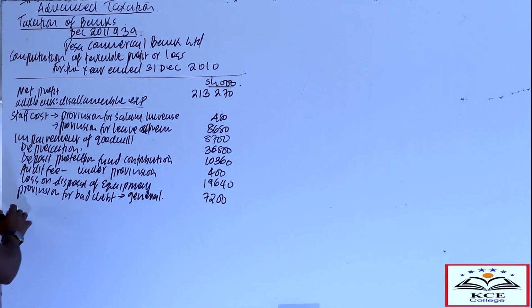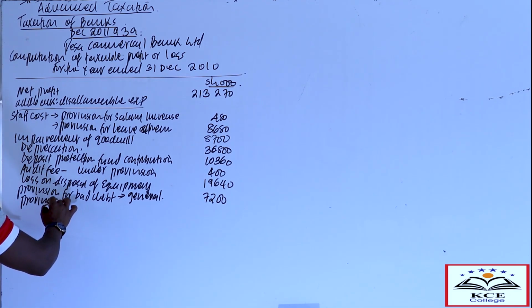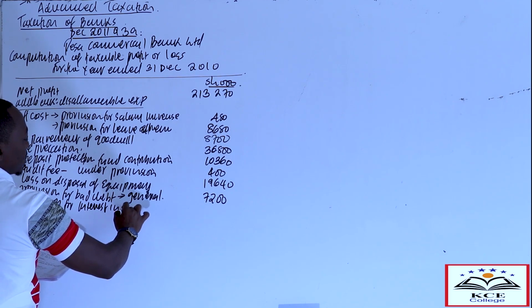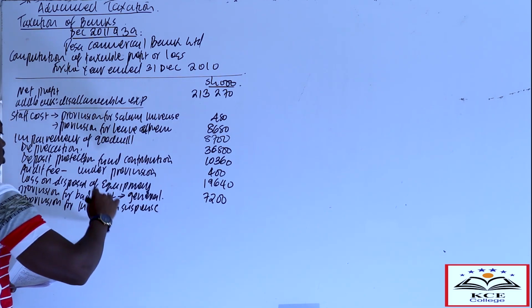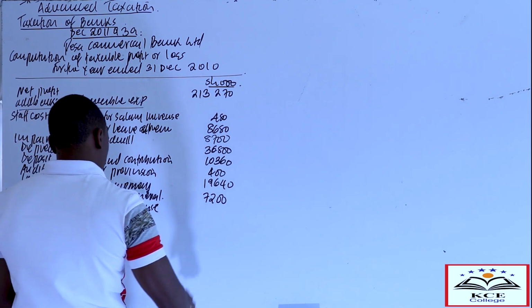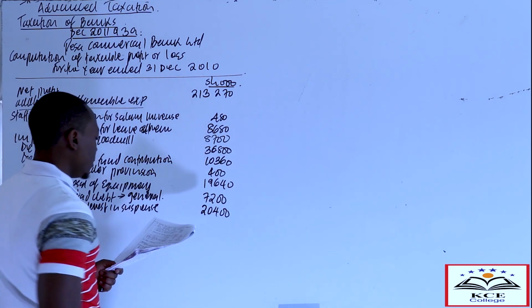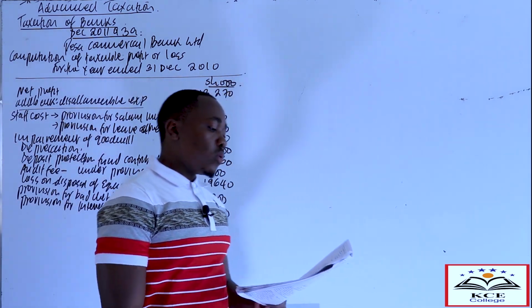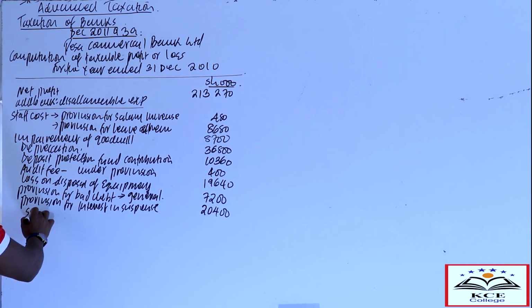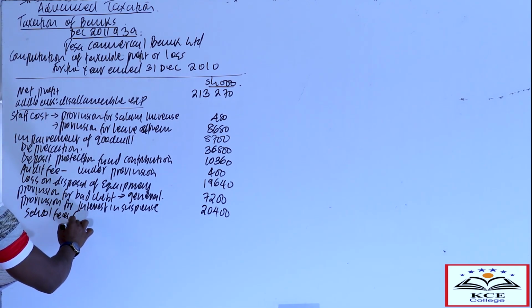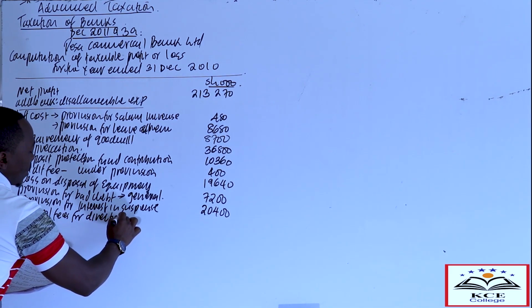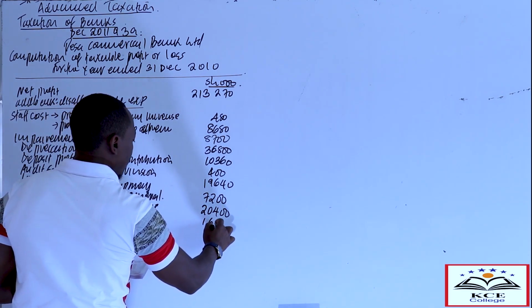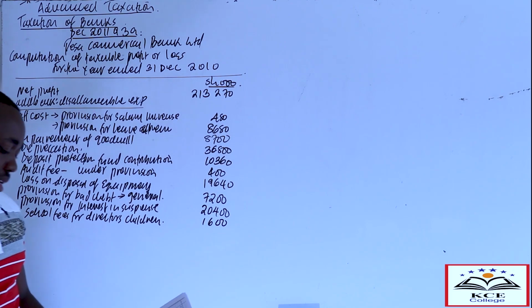Then you also had provision for interest in suspense. You see, it's a provision. All provisions are disallowable expenses, an amount of 2,400. Let's go to note number 4. Directors' remuneration includes school fees for directors' children, an amount of 1,600. So you add back all disallowable expenses.